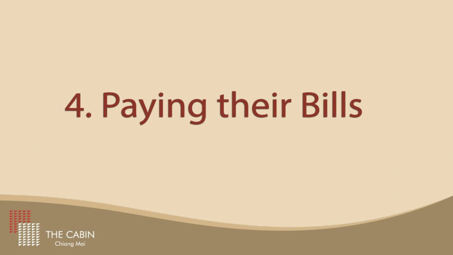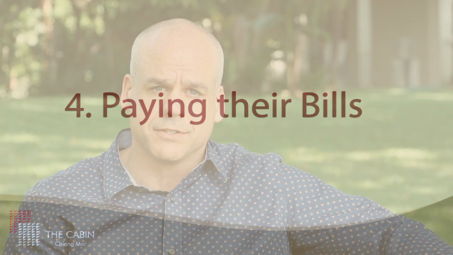The next enabling behavior also involves finances. Rather than giving the addict money, we may think it's more responsible to actually pay their bills for them. They may be in trouble with their housing costs, their transportation costs. They may even be at risk of their electricity or their water being turned off. We may want to save them from that discomfort. However, what we're doing is allowing their denial to progress even further.